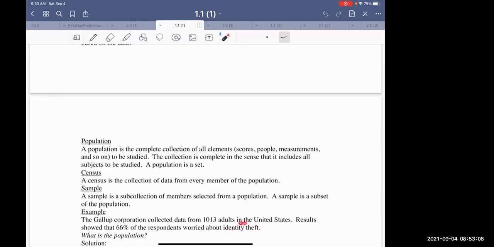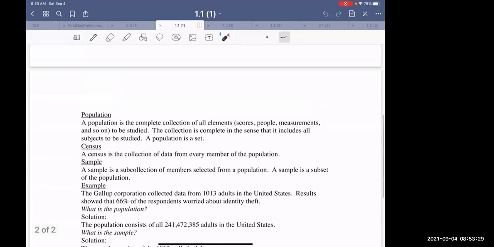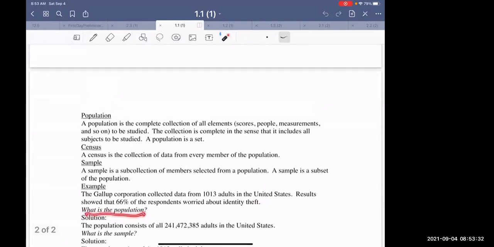So maybe you don't care, but we don't care if an infant has been the object of identity theft. I'm only interested in an adult in the United States. So what is the population? Here it is. The population consists of all, of course, this is probably not current, 241,472,385 adults in the United States. So it's all adults in the United States.